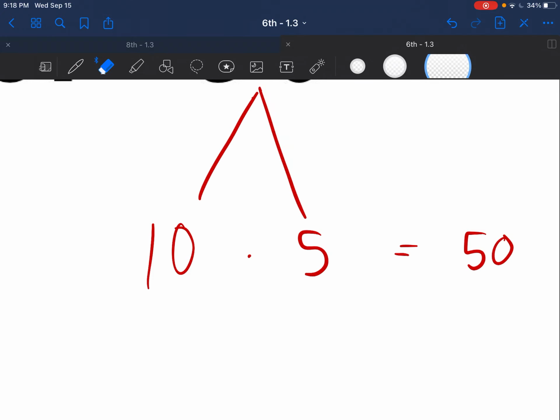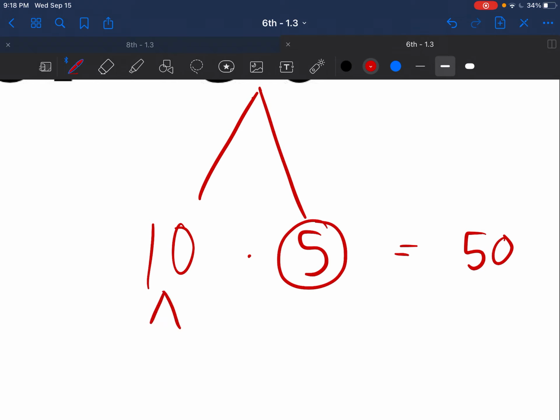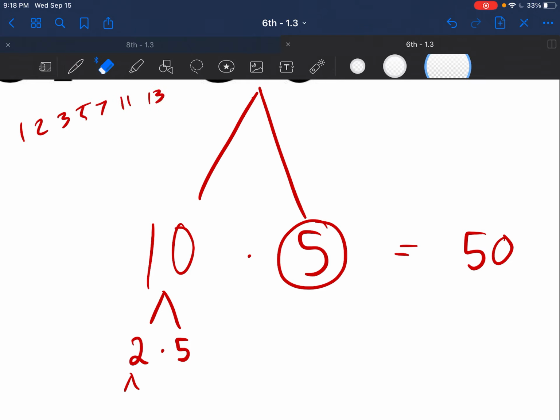5 is a prime number, so I'm going to circle it. I'm done with it. But 10 is not a prime number. What numbers can go into 10? Well, 2 and 5, right? 2 and 5 make 10. So is 2 a prime number? Yes, it was. Remember we said 1, 2, 3, 5, 7, 11, 13, and you start getting used to them after you memorize them. So we know 2 is a prime number, and then we also know that 5 is a prime number. So we're done. I'm going to circle them just so I know.